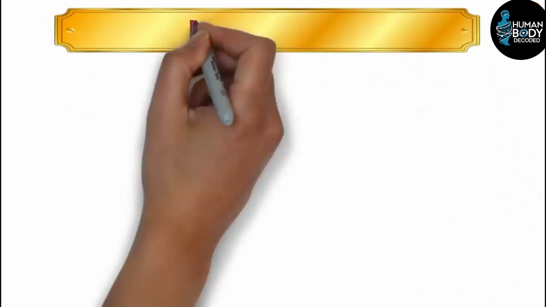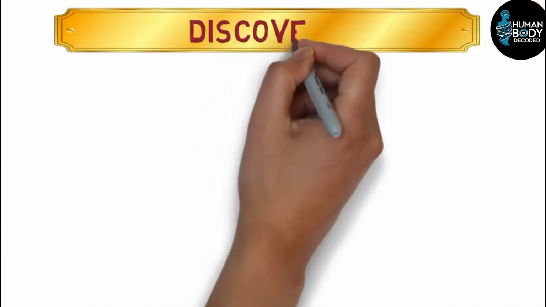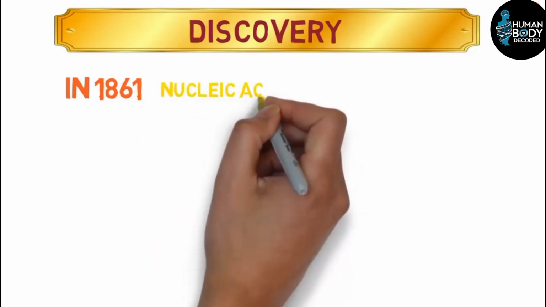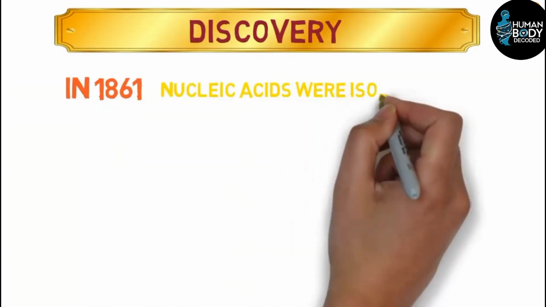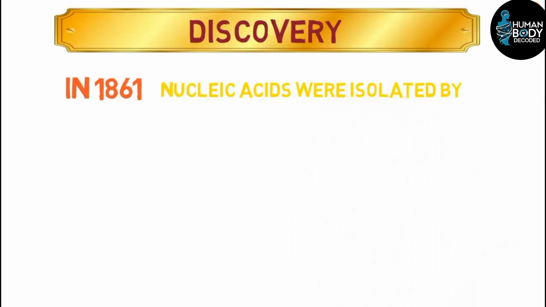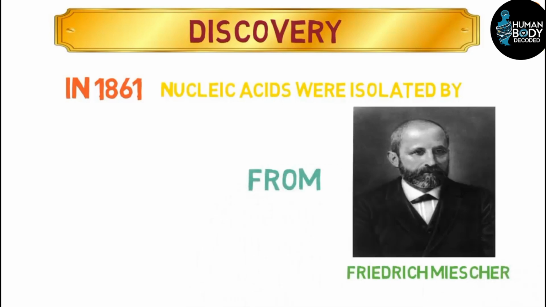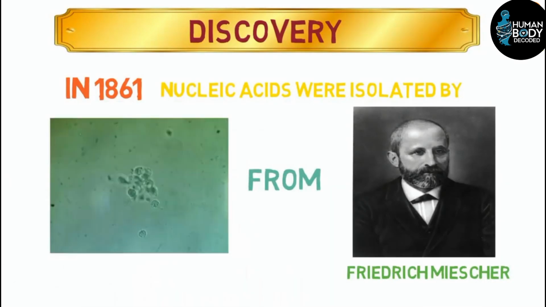Now we come to the discovery of nucleic acids. How were nucleic acids discovered? Friends, first in 1861, there was a scientist. He isolated nucleic acids. The name of this scientist was Friedrich Miescher. He isolated nucleic acids from the pus cell.